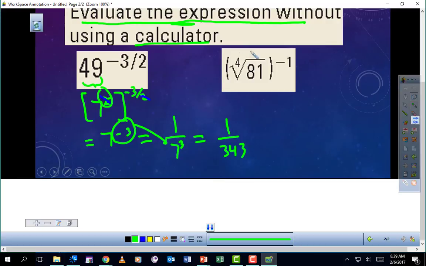The same is true with this one. What we'd like to do is cancel out that fourth root. So you know that powers and roots are inverse operations. So what power can we write this as so that it could cancel out that 4? If this is the fourth root, what we're looking for is something to the 4th power.